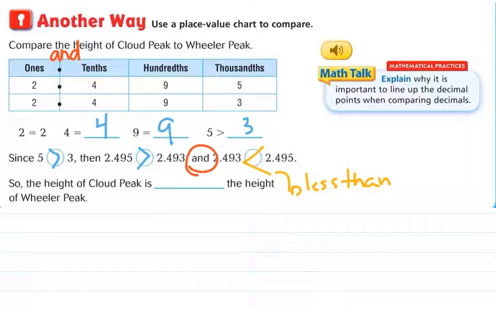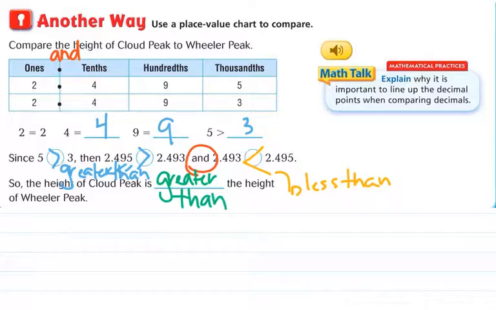So boys and girls, just when I first start practicing my less than and greater than signs, I like to write them down as well, just to remind myself what the symbols stand for. It's just another extra step that you can do to help you. So the height of Cloud Peak, boys and girls, is greater than the height of Wheeler Peak.